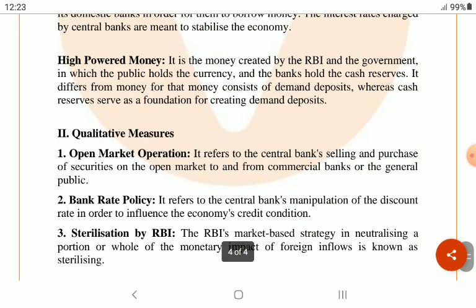Next, high powered money. It is the money created by RBI and the government, in which the public holds the currency and the banks hold the cash reserves. It differs from money that consists of demand deposits, whereas cash reserves serve as a foundation for creating demand deposits. Cash reserve becomes the foundation for creating demand deposits.